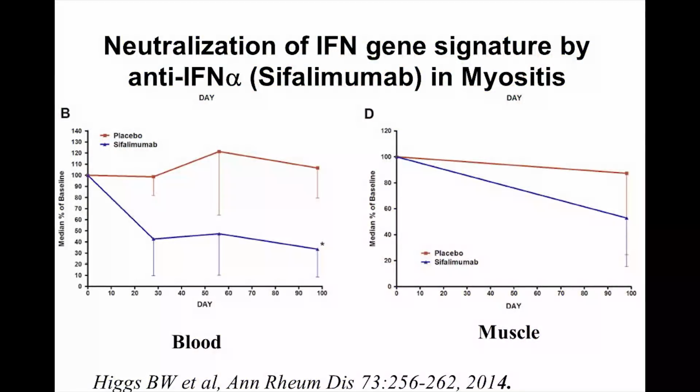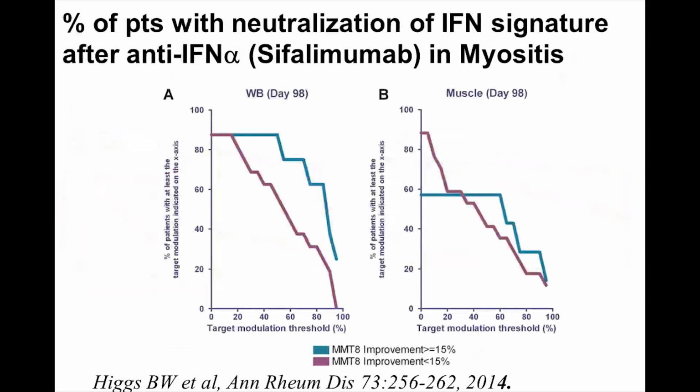So this is just to show that the interferon gene signature is neutralized in some patients with Cifalimumab, more actually in the blood than in the muscle, but there is some inhibition of the interferon alpha in patients with dermatomyositis. And you can see that the people who got more muscle improvement seem to also get more improvement in terms of neutralization with Cifalimumab. But obviously there are lots of patients who don't get better and still have problems with their muscles. And I will mention that there's lots of issues with outcome measures for dermatomyositis when it comes to muscle. The MMT is not a perfect exam, it's a muscle strength test.